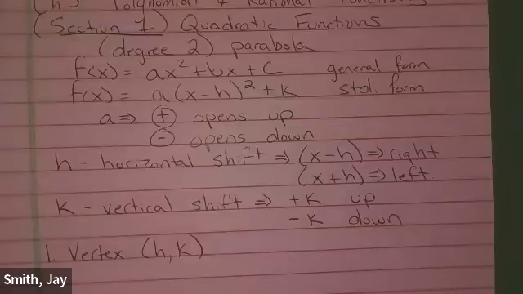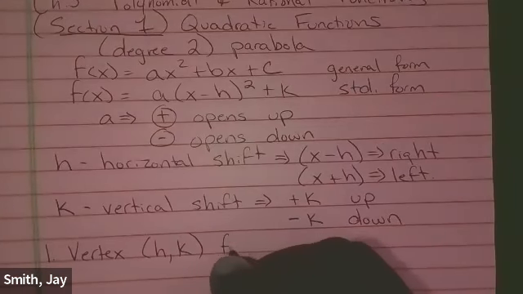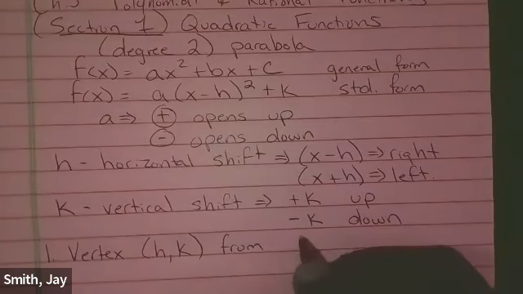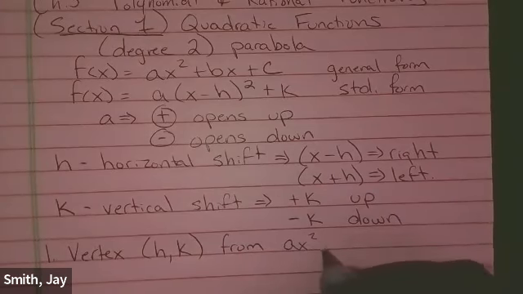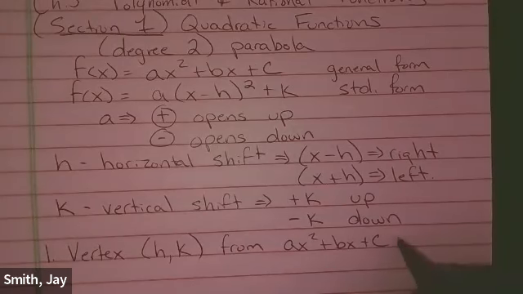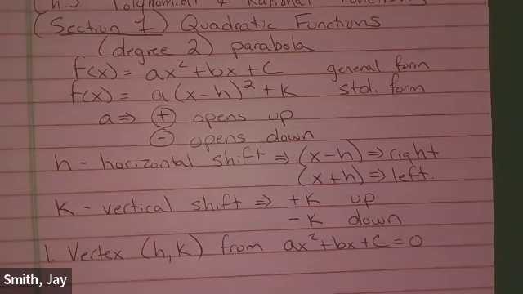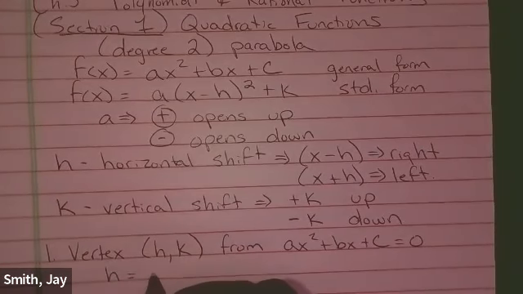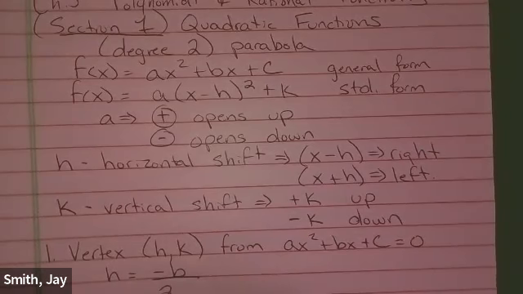But if they give it to us in the general form, the way that we're going to get our vertex is from ax squared plus bx plus c. And if it's in either one of those forms, one side of the equation should be zeroed out. So here we're going to get equal to 0. To get our h, or the x coordinate in our vertex, h will be equal to negative b over 2 times a.